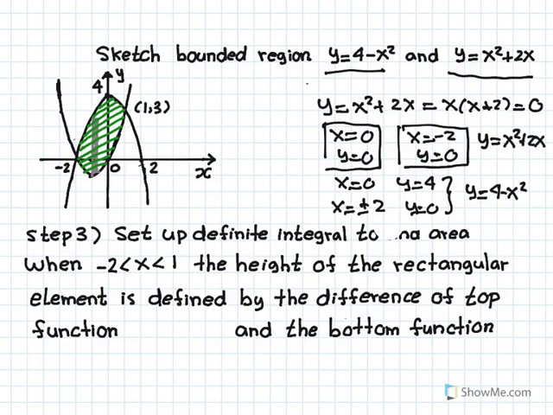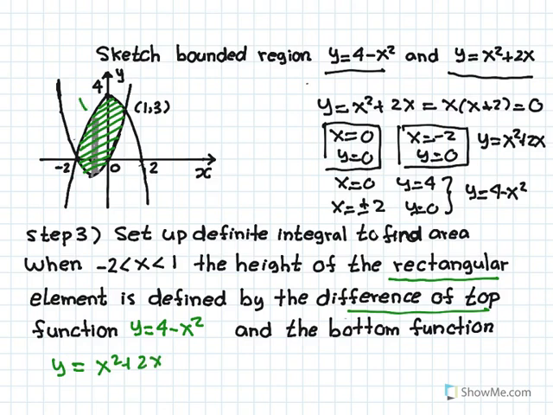So very easy to draw. We can easily draw that, and we already know the intersection points, which are at minus 2, 0 at this point, and also at 1, 3. So now let's set up a definite integral to find the area when x is between minus 2 and 1. Now the height of the rectangular element is defined by the difference of the top function, which is y is equal to 4 minus x squared, and the bottom function, which is y is equal to x squared plus 2x.